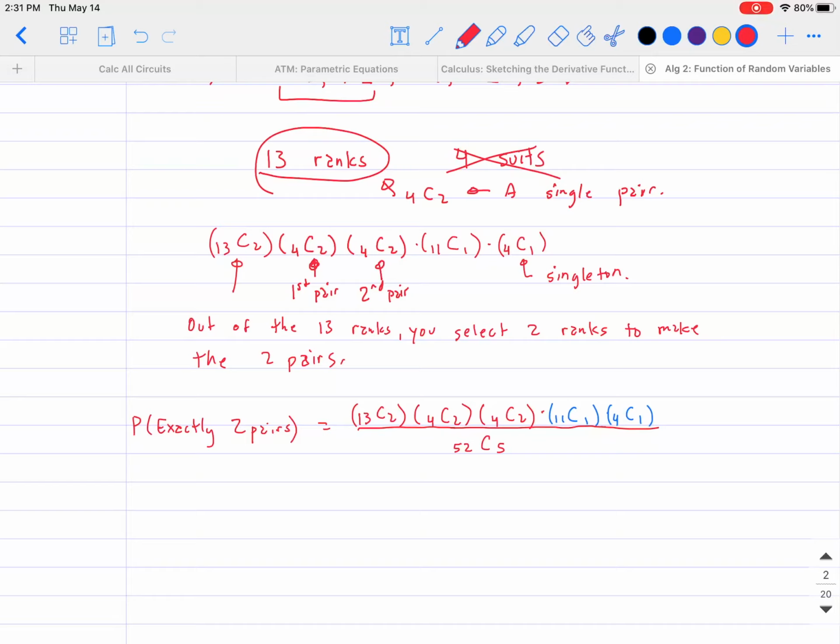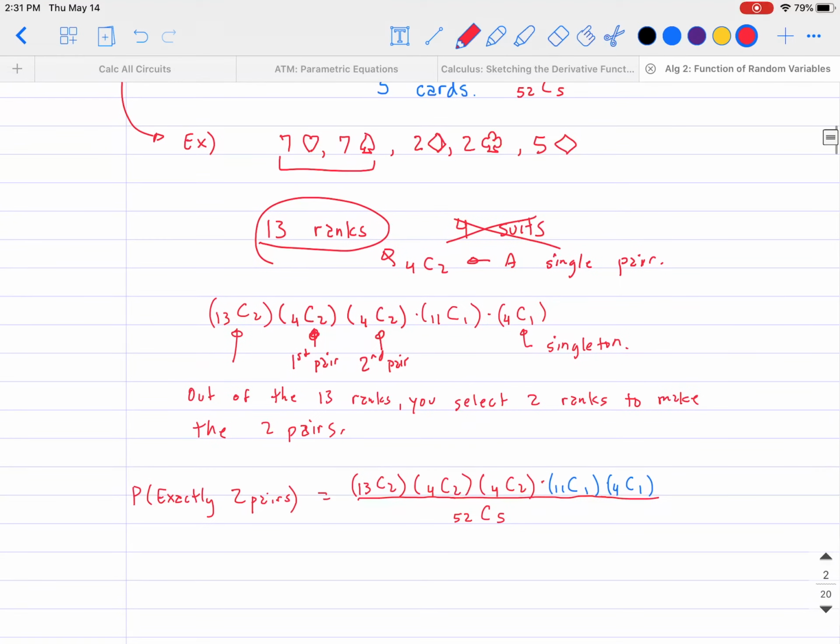And I do believe the answer comes out to be around 10%, but it's been a while since I checked, so you can probably check it on your own. All right, so I think that'll do it. Hopefully this was something that was beneficial to you.